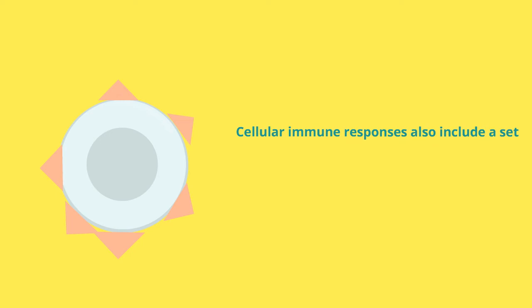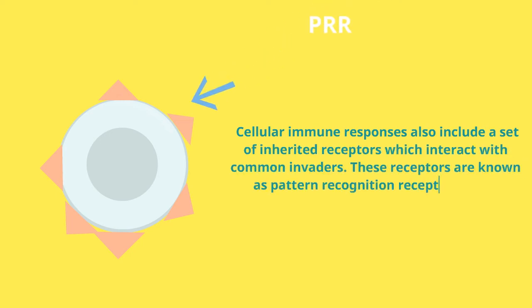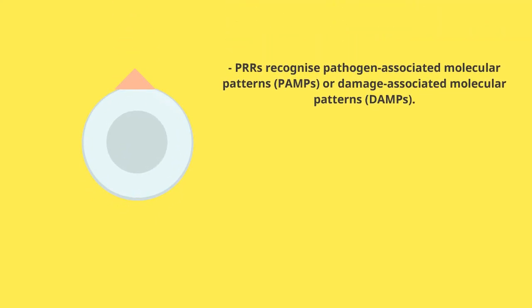These innate cells include a set of inherited receptors which will interact with the pathogen or its associated patterns. These receptors are called pattern recognition receptors. Receptors recognise patterns associated with pathogens or damage. Once associated, a cascade of signalling events occurs.